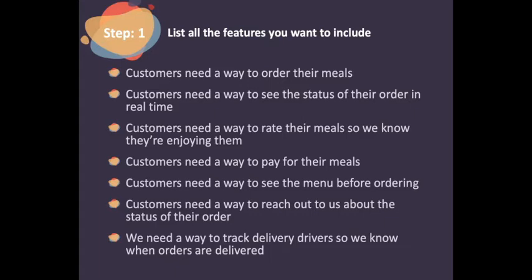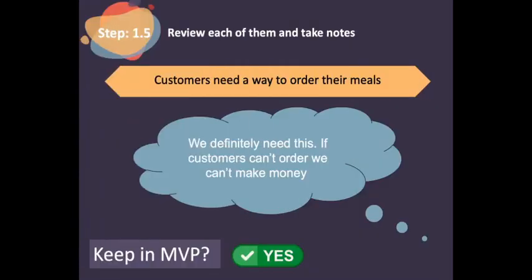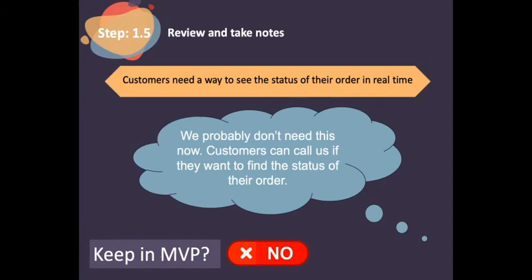So next, we're going to go through all these features one by one and see whether we should keep them. The first one is customers need a way to order their meals. Well, we definitely need this. If they don't order, we can't make money. So yes, we'll keep that in our MVP. Customers need a way to see the status of their orders in real time. We probably don't need this. If something's going wrong, customers will definitely call us because we'll share the number. And they can call us even if they just want to find out the status. So we don't need this. We'll leave this out of the MVP.